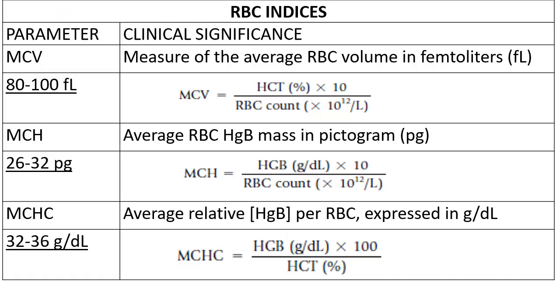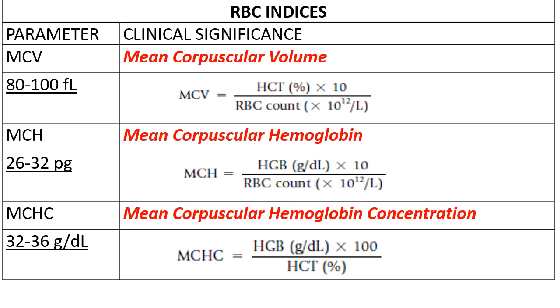Okay, RBC indices naman tayo. The three most common RBC indices are MCV, MCH, and MCHC. Your MCV stands for mean corpuscular volume. MCH is mean corpuscular hemoglobin. MCHC, dagdagan lang natin, mean corpuscular hemoglobin concentration. So, anong clinical significance ng bawat isa?